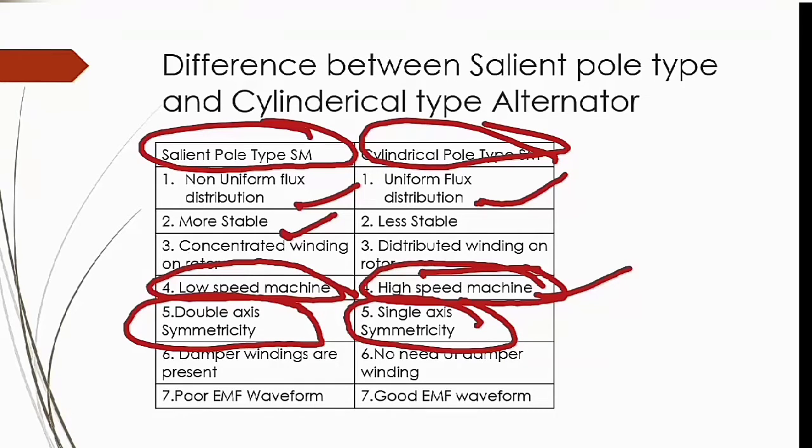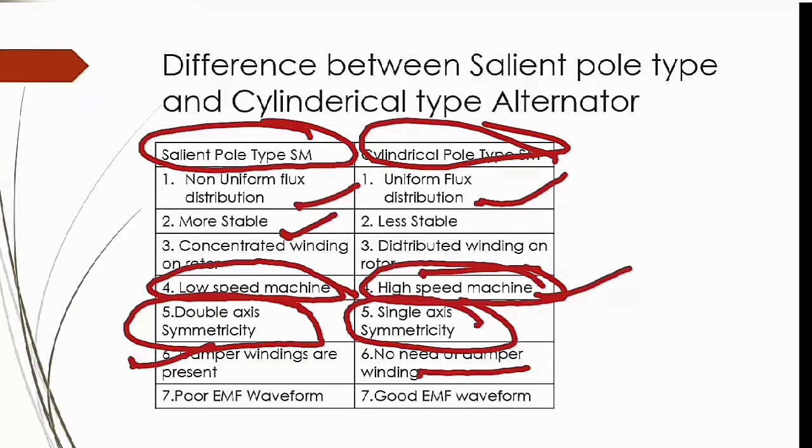The sixth one is that damper windings are present in the salient pole type synchronous machine. Damper windings are present to damp out hunting and negative phase sequence. In the cylindrical pole type synchronous machine there is no need of damper winding. We will discuss it in detail in the upcoming slides.